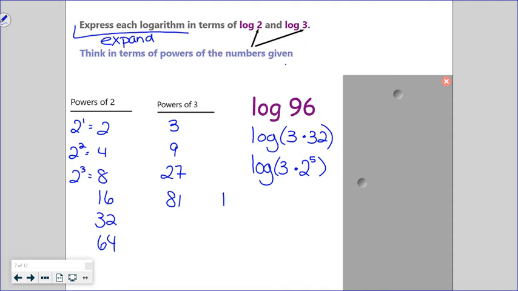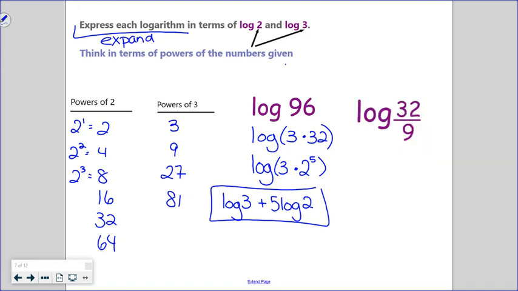And then expand. Both come from our numerator, so they'd both be positive. Slide that 5 out front. And that would be log of 96 expanded into 2's and 3's. We can do that same idea with division. Sometimes the division's a little bit easier to see because a lot of times it's numbers directly off our list. Okay, so I want you to try to expand that one, log of 32 over 9.